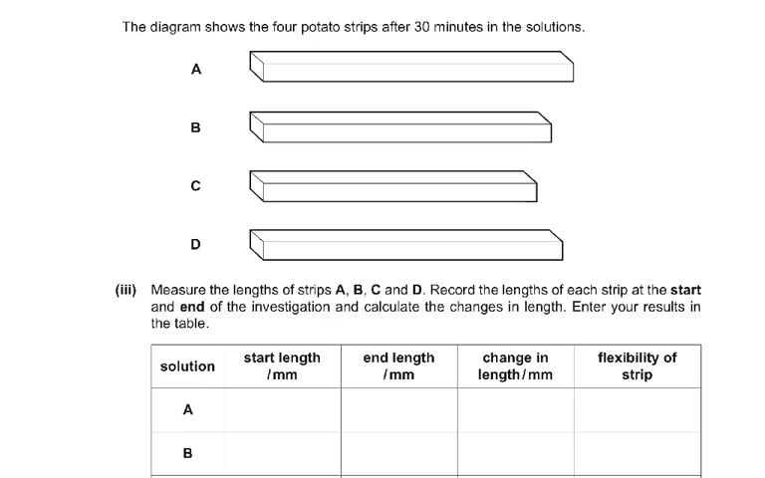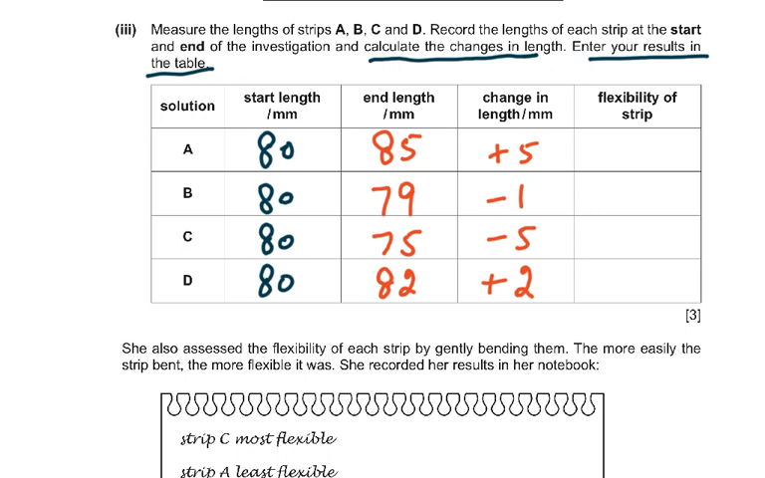Then the diagram shows the four potato strips after 30 minutes in the solution. So we have A, B, C, D. Then you measure the lengths of strips A, B, C, and D and record the lengths of each strip at the start and end of the investigation and calculate the change in length. Enter your results in the table. So you just use a ruler and measure this. Now when we look at it, all the initial lengths were 80.